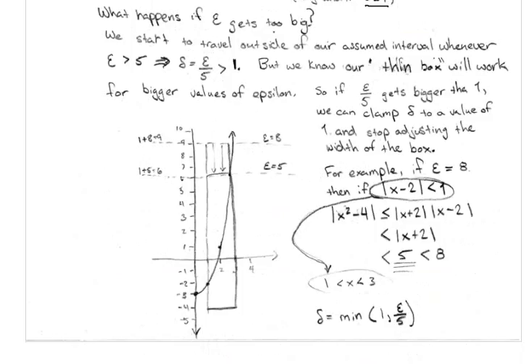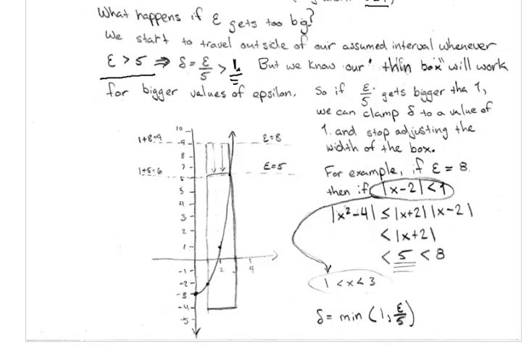So what happens if epsilon gets too big? Well, if epsilon is bigger than 5, then our delta, epsilon over 5, would be greater than 1, and it would invalidate our assumption that the absolute value of x plus 2 would have to be less than 5. But we know that a thin box will work for bigger values of epsilon.